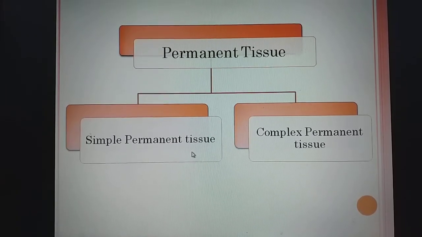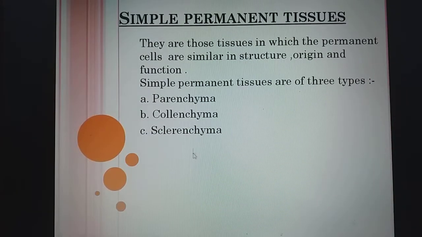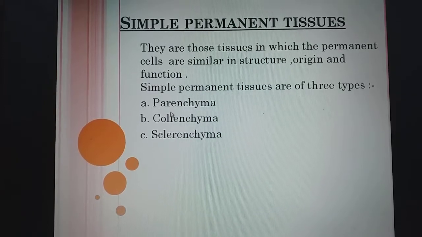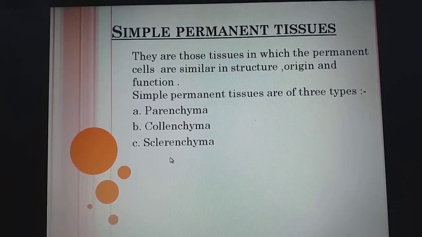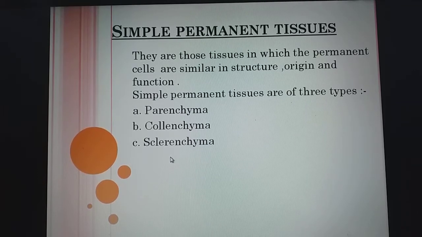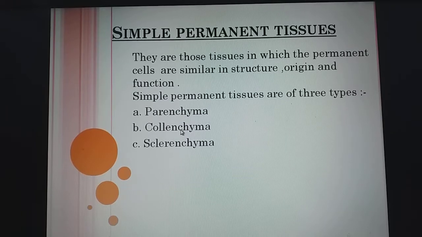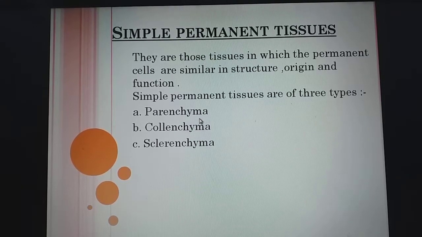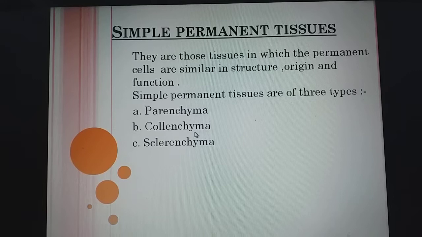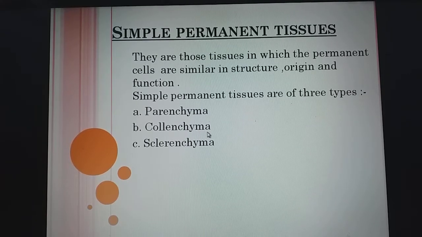So now we are dealing with the simple permanent tissue. Simple permanent tissue is of three types, that is parenchyma, collenchyma and sclerenchyma. Among that, parenchyma and collenchyma we have already completed. I think you might be remembering the function of parenchyma and collenchyma. Parenchyma helps to store the food and give mechanical strength, whereas collenchyma helps in easy bending.